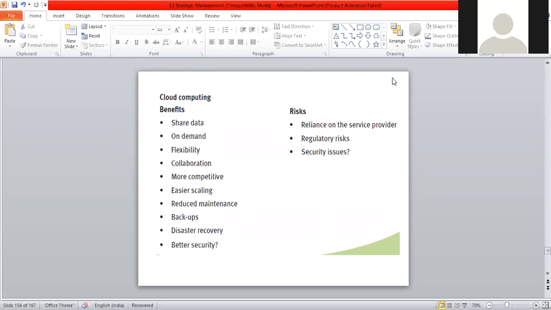Yesterday we discussed cloud computing. What are the benefits associated with cloud computing?